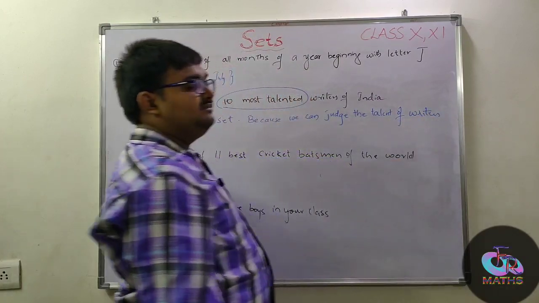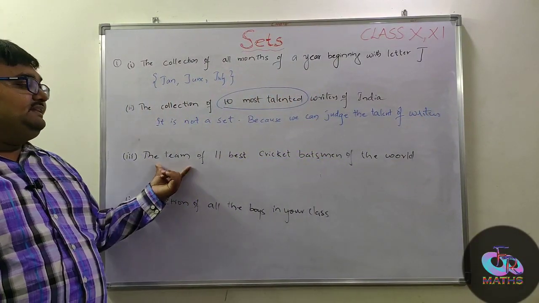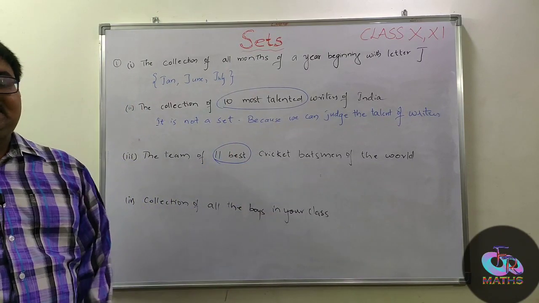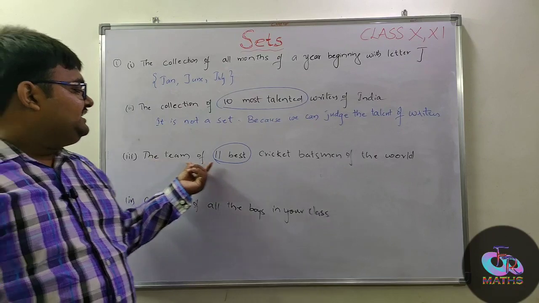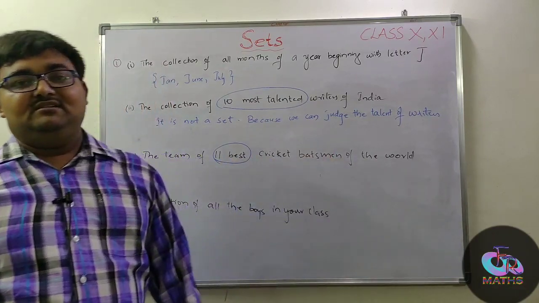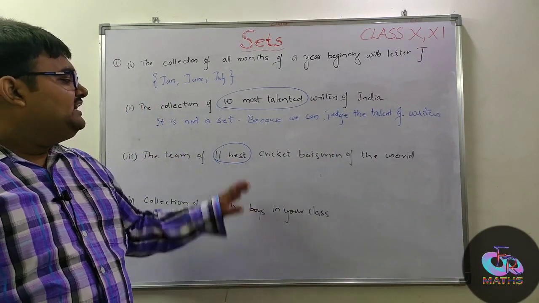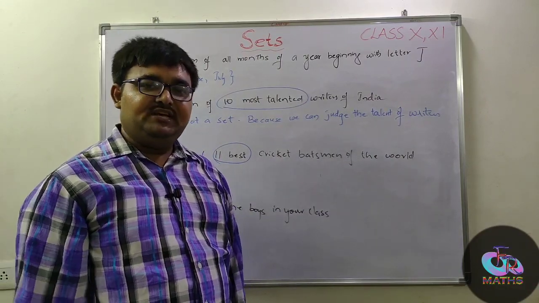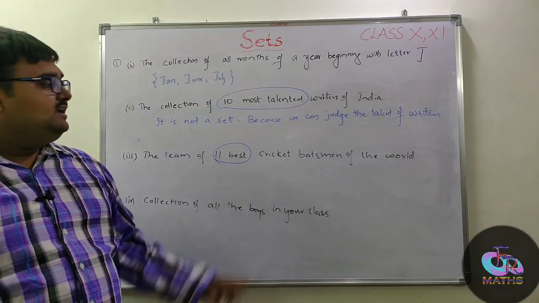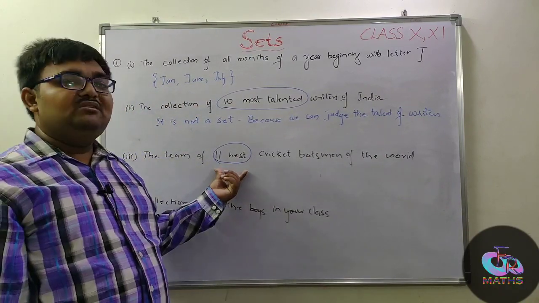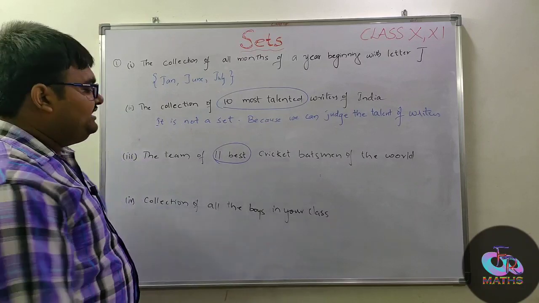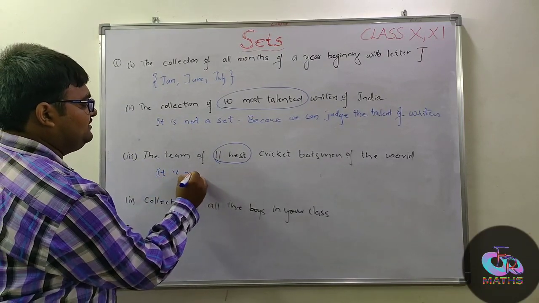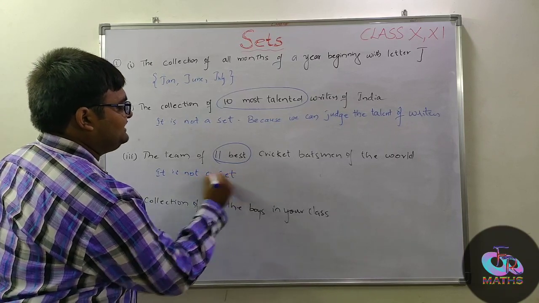Next question, the team of 11 best. Here also best. What is it asking? The team of 11 best cricket batsmen of the world. We can't say who are the 11 best. In their own aspect, they will have their own best. We can't directly say who those 11 best are. So it is also not well defined. So it is not a set.